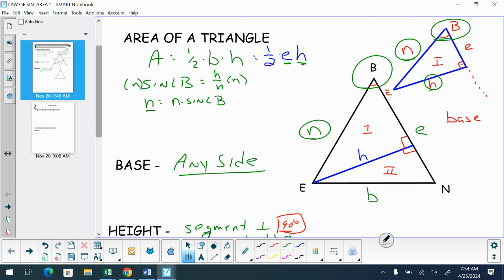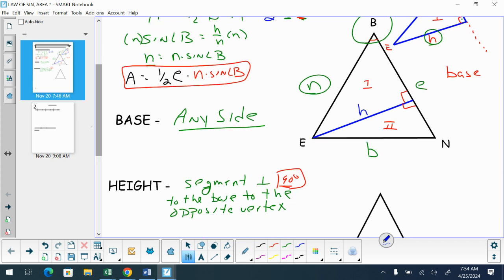So making a substitution, this area is equal to 1/2 E times, I'm going to substitute in for h, n times the sine of angle B, which allows us to use two sides of this triangle that we know entirely. We know N and we can know E, and we have the angle B up here, which is an entire angle. Well, just like the law of sines, we can also manipulate this into different equations.